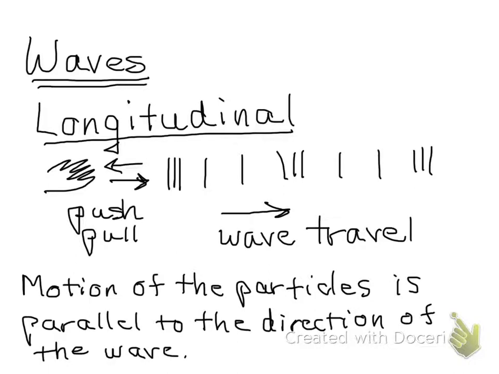There are two main types of waves we studied while we used the Slinky. The first was the longitudinal wave. You created a longitudinal wave by pushing and pulling in the direction of the length of the Slinky, and the wave traveled along the length of the Slinky. So motion of particles in a longitudinal wave is parallel to the direction of the wave.